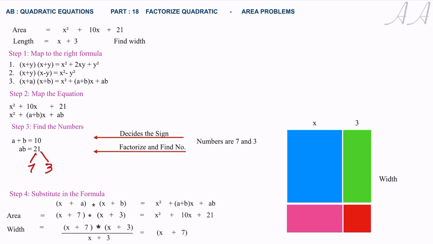Step 4 is substituting in the formula. So since now 7 is A and 3 is B, instead of having x plus A and x plus B, we will have x plus 7 and x plus 3, which is right here. And this is equal to our current area equation because all we did is put it into the formula.